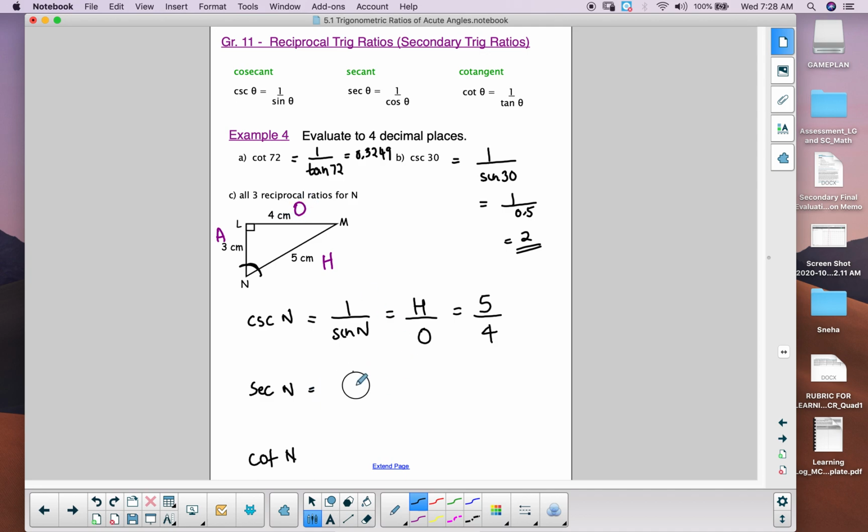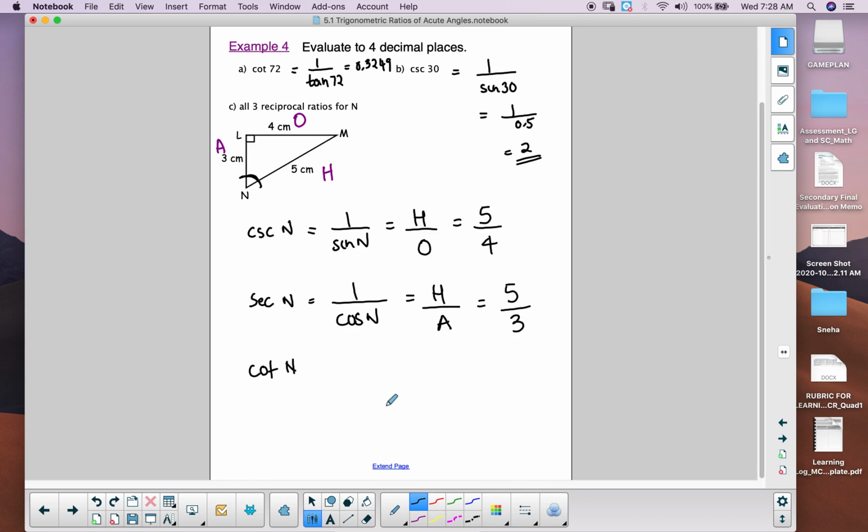The secant of n is the reciprocal of the cos n ratio. And we know that cos of an angle is adjacent side over hypotenuse. So the reciprocal will be hypotenuse over adjacent. So in this case, hypotenuse is 5 and adjacent is 3, so it's 5 divided by 3.